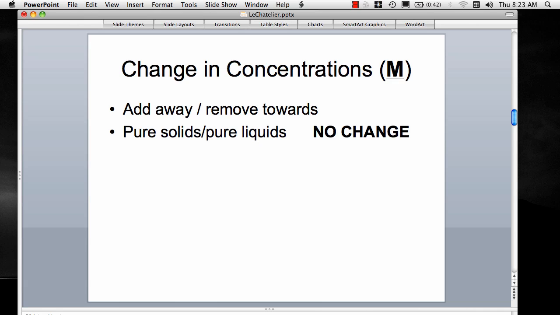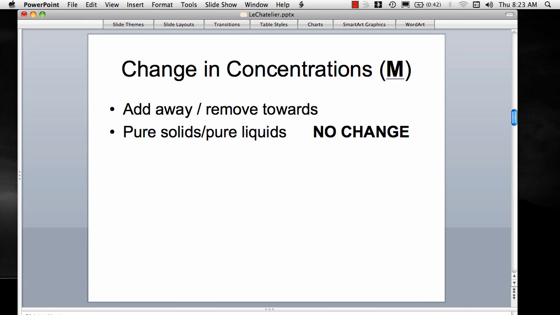If you remove a reactant, you're removing something, a reactant's on the left side, add away, remove towards predicts. If you remove something that's a reactant, it's going to shift left and make more reactants. And again, solids and liquids don't count. Just don't even include those in your equations.